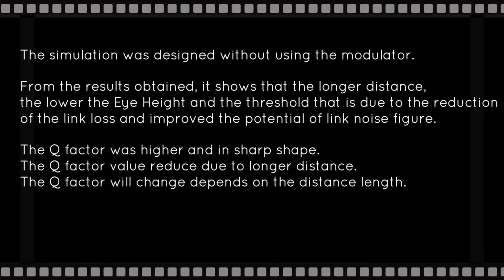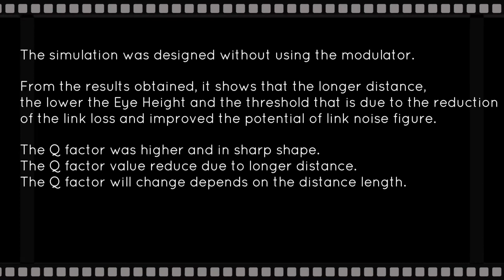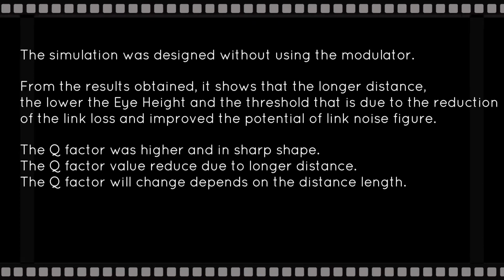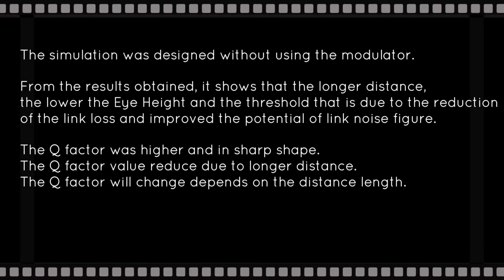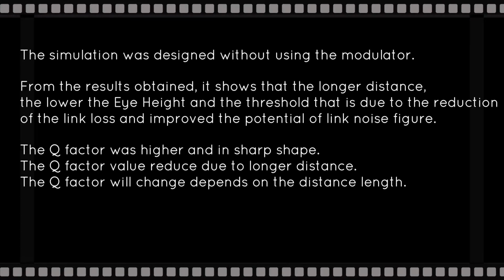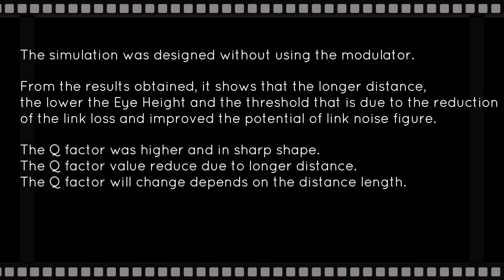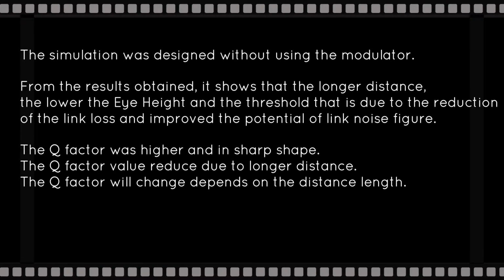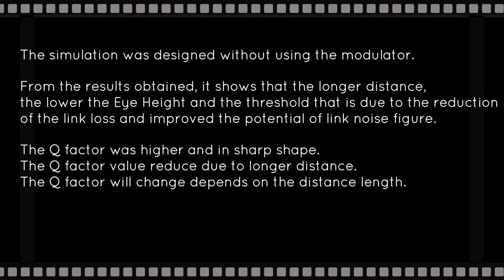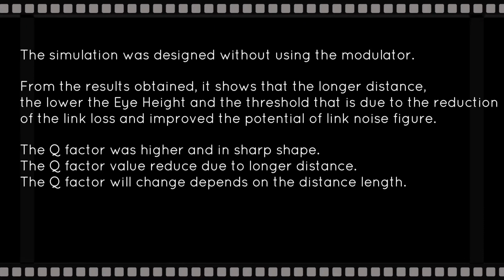For part 1, based on table 1, the simulation was designed without using the modulator. From the result obtained, it shows that the longer the distance, the lower the I high and the threshold, due to the reduction of the link loss and improvement of the potential of link noise figure. The Q factor was higher in sharp shape. The Q factor value reduced due to the longer distance. The Q factor will change depending on the distance length.